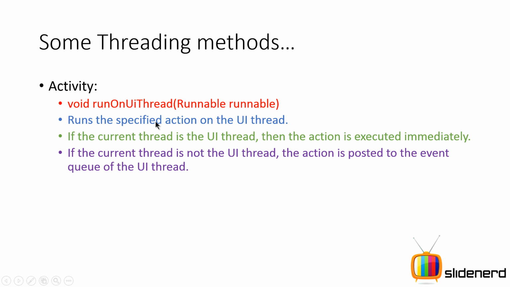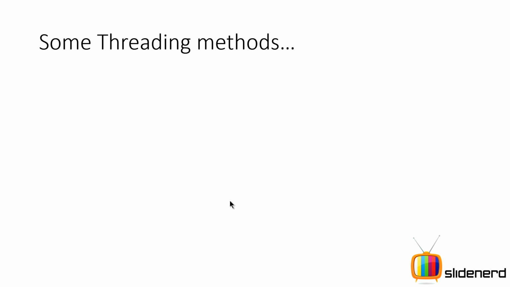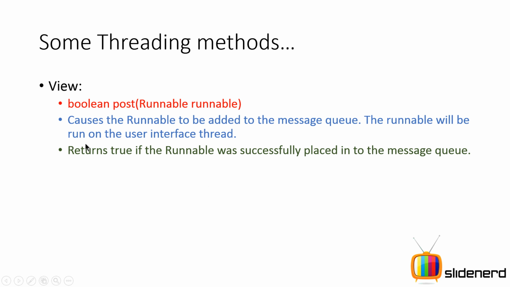So run the specified piece of code by this runnable object on the UI thread. That's what this method does. Now, if the current thread is the UI thread, then it's executed immediately. Otherwise, it is posted as a message to the looper or the message queue of the UI thread. So you can use this method from a background thread to update your UI, like a progress bar or a progress dialog or something else that you guys have in mind. And we are going to see how to do this in the next video, so don't worry too much about it. The next method that we are going to talk about is the post method.